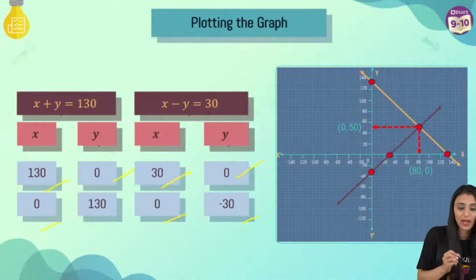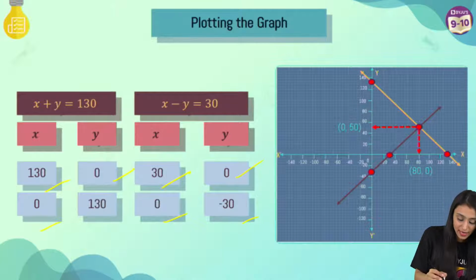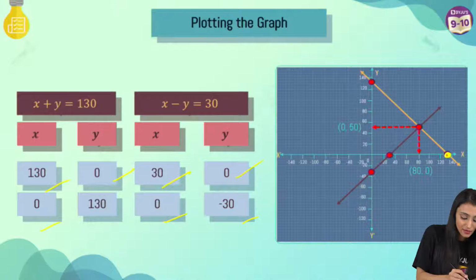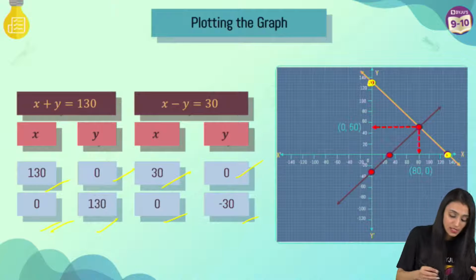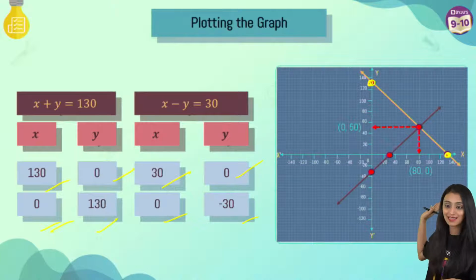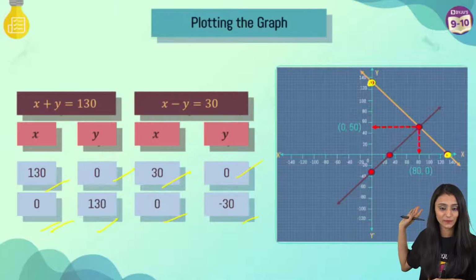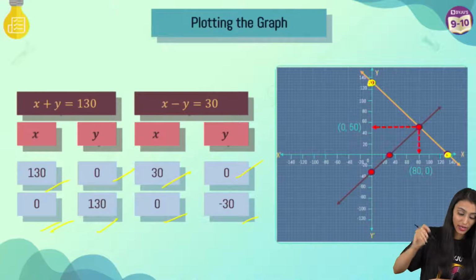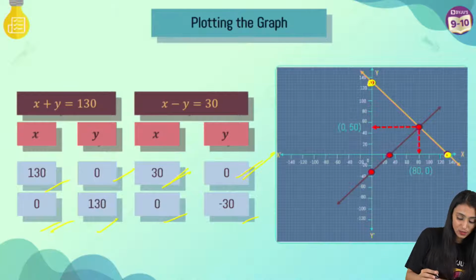I'm just plotting these values over here. X is 130 and y is 0. If x is 130, y is 0, it's going to be here. This is the point. If x is 0, y is 130, it's going to be here. We have plotted the 2 points. You just have to draw this line. You can see this line highlighted in yellow over here. Next is x is 30 and y is 0. If x is 30 and y is 0, it's going to be here.